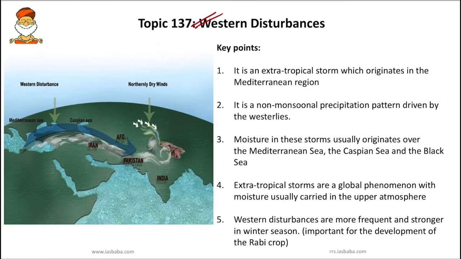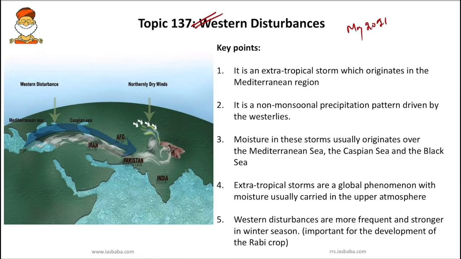So the next important topic is western disturbances. This was also in the news because Delhi broke a 13-year-old rainfall record, especially in the month of May 2021. During May 2021, Delhi recorded the highest rainfall in 13 years. That's the reason this particular western disturbances concept was in the news.